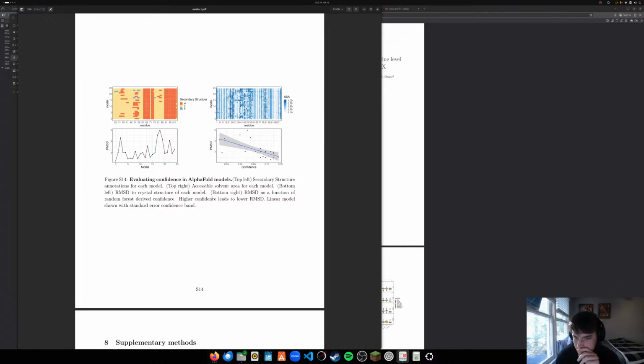Top left, secondary structure annotations for each model. High, low. I don't know what S means. Or no, that's helix, loop, yeah, strand. Okay. What is S? Oh, no. Top right, accessible solvent area for the molecule. Okay.